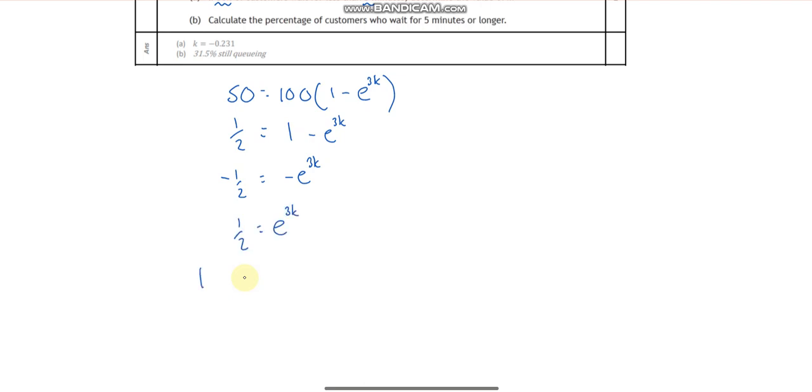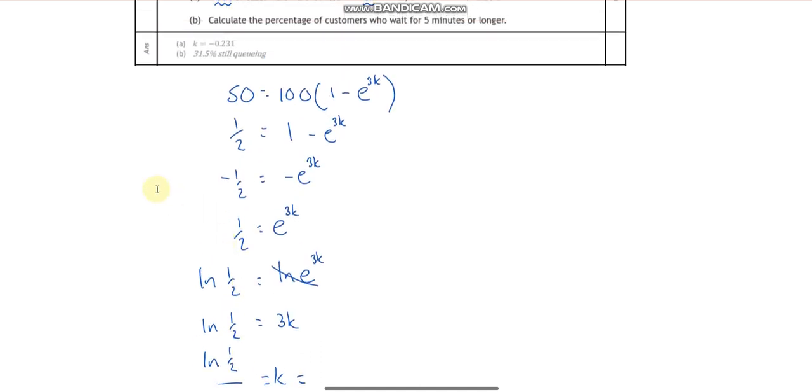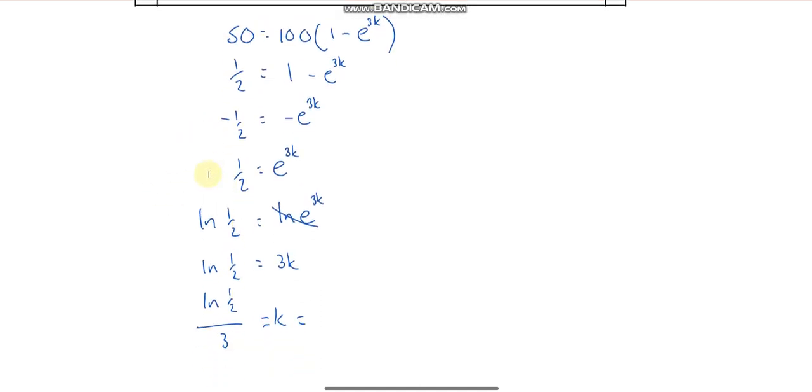I'm going to do what we did before. Take my natural log. So it's natural log of a half is equal to natural log of e to the 3k. By doing that, these cancel out and I'm left with natural log of a half is equal to 3k. I want k on its own. So natural log of a half, divided by 3, will give me k. That should come out as negative 0.231.